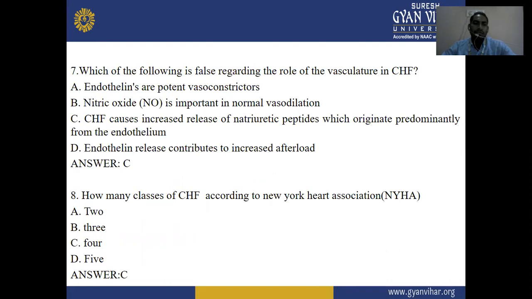Question 7: which of the following is false regarding the role of peptides in CHF? Option A is endothelins are potent vasoconstrictors. Option B is nitric oxide is important in normal vasodilation. Option C is CHF causes increased release of natriuretic peptides which originate predominantly from the endothelium. Option D is endothelin release contributes to increased afterload. The right answer is C.